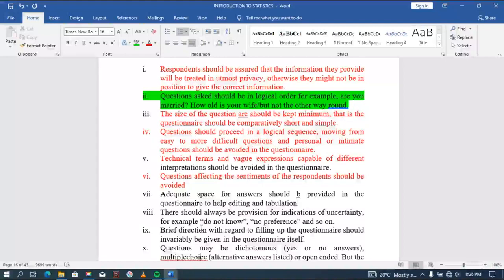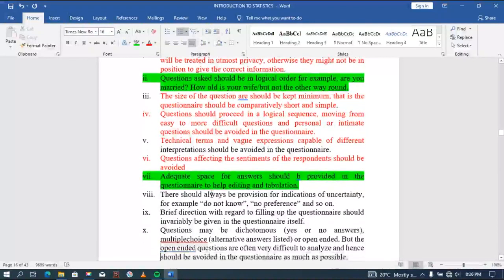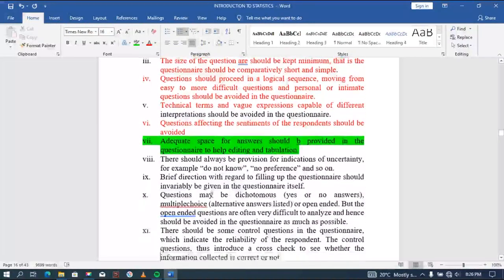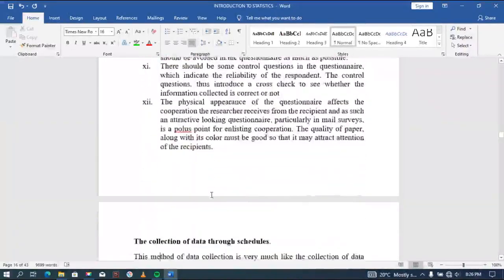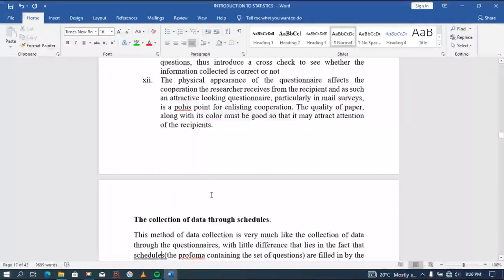Then you must provide an adequate space for answers to be provided. So meaning the space must be enough for the respondent to write his response as per the question requirement. There are more other factors that can be considered for you to have an effective questionnaire. So you read through the remaining factors.